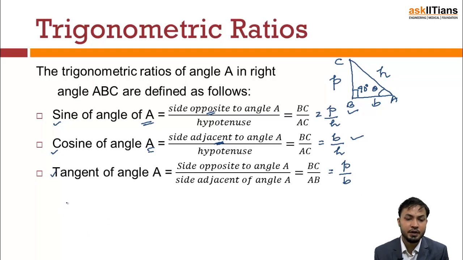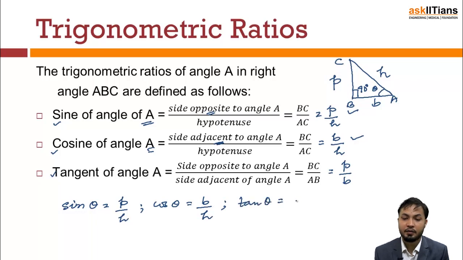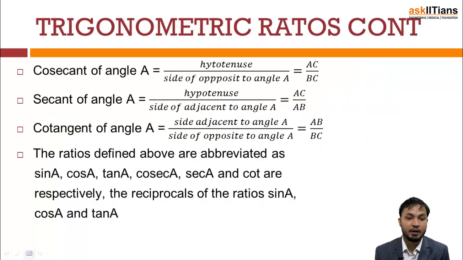So this becomes sine of theta is equal to P by H, cos of theta becomes B by H, tan of theta becomes P by B. Alright, now let's move on to the next part.